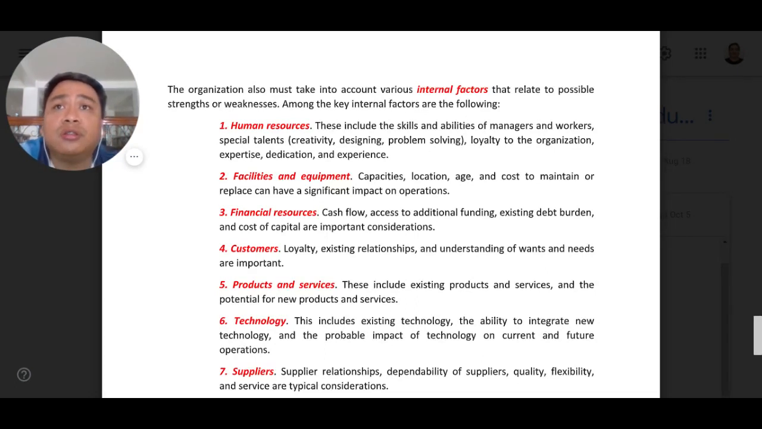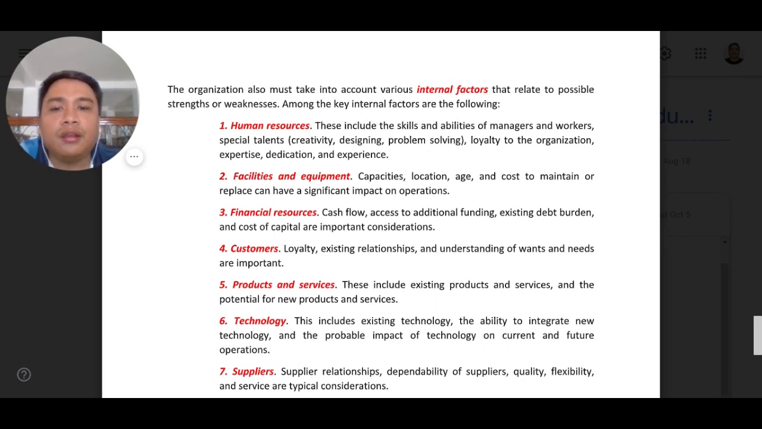Okay? The location, is it far from the main business center? Okay? Yung example, yung gaano katagal na yung machine mo, baka matagal na yung machine mo, madaling masira. It can be considered as a weakness or a strength also. The cost to maintain it also and to replace, kino-consider natin sa mga equipments natin.